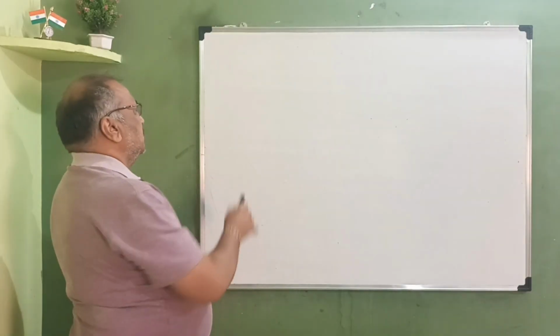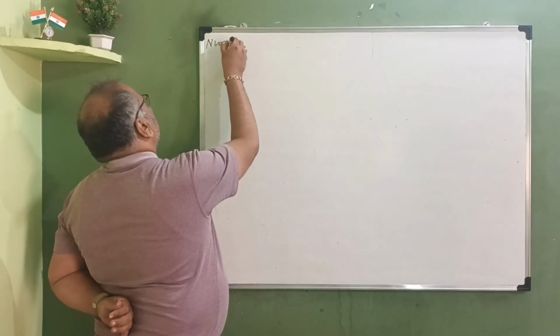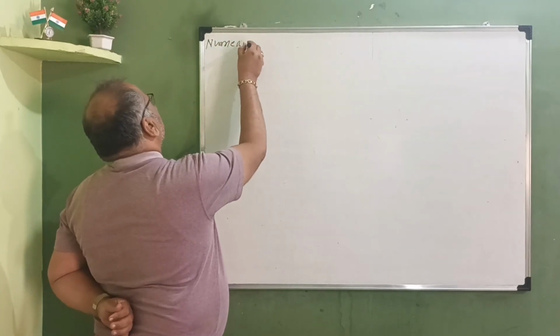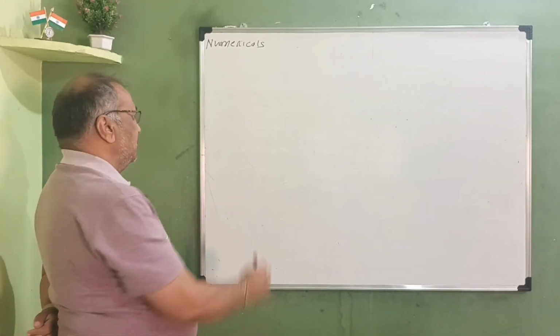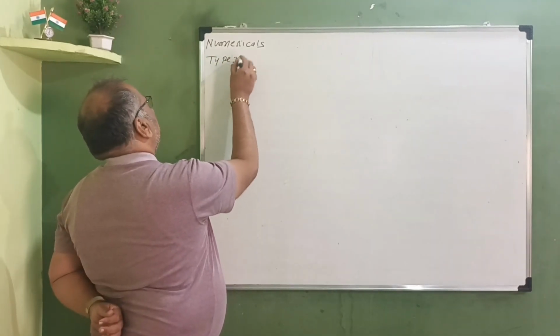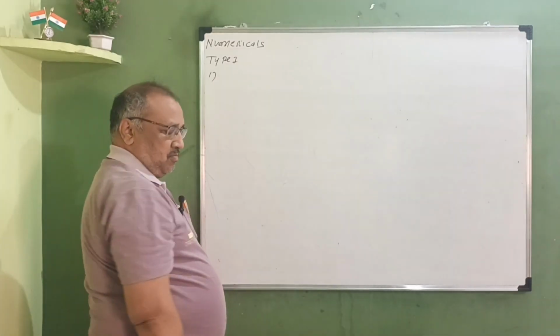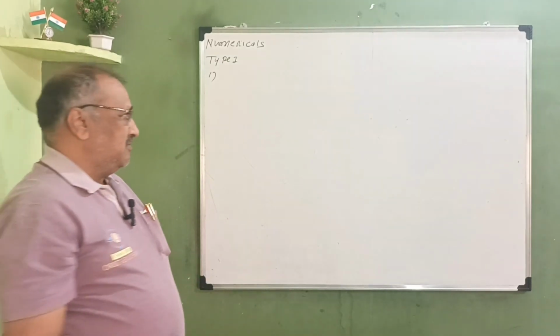Now, today we are going to discuss numericals based on collision theory. Here write down type 1. First numerical is a first order gas phase reaction.